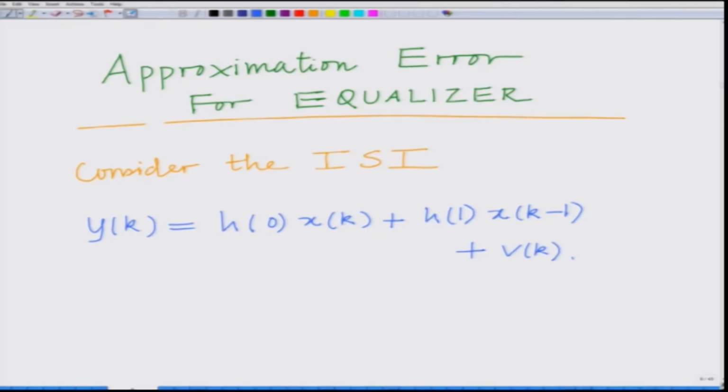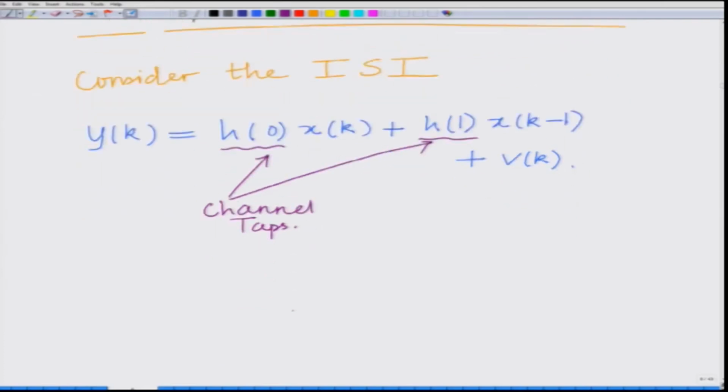These two coefficients h0 and h1 are known as the taps of the channel. So we have h0, h1, which are the channel taps, and we have L equal to 2 channel taps. We are considering an inter-symbol interference scenario with L equal to 2 channel taps, that is h0, h1.